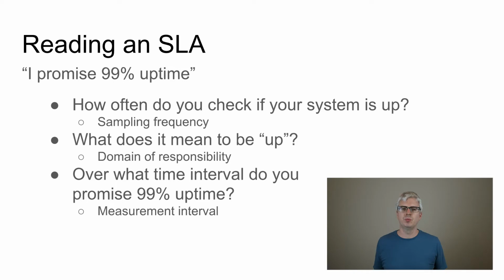So speaking of customers, what if you're a customer of a service provider and you want to know how to read their SLA? Their SLA might be simple. It might say something like, I promise 99% uptime. Now on its face, that sounds like a good SLA, but it's incomplete. It doesn't give you enough information to really evaluate whether or not they've hit their goal. For example, they need to tell you how often do they check if their system is up. Hopefully they have an automated prober that is checking, am I up now? Am I up now? And you need to know the sampling frequency. Are they checking once a second, once a minute, once an hour, once a day?